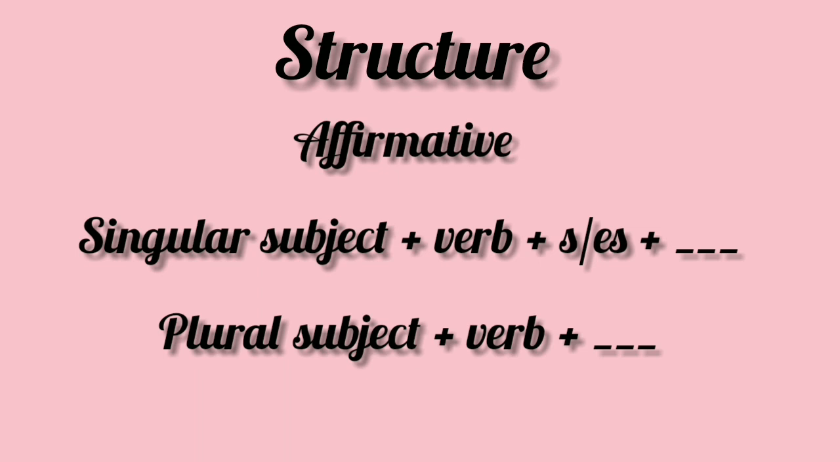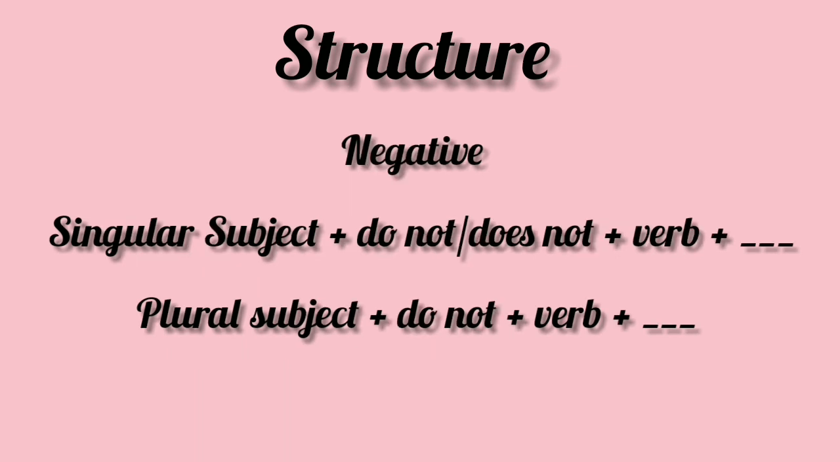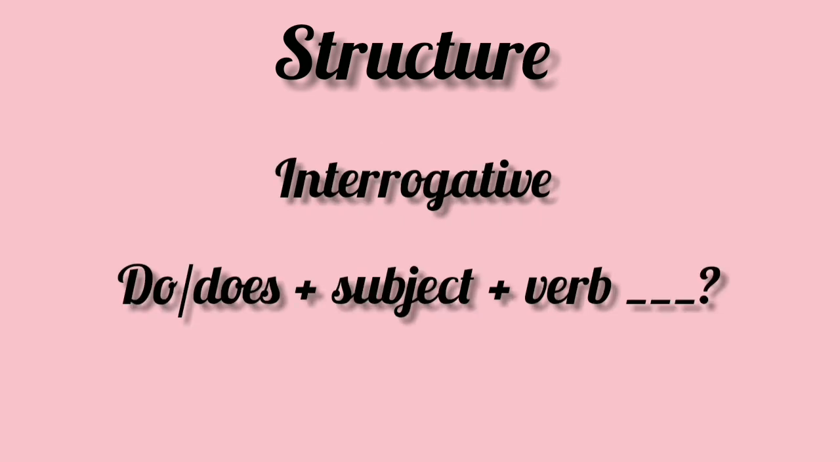The structure to write affirmative, negative, and interrogative sentences in simple present tense is the subject plus the verb. You can add s or es depending on the person and the verb in the first form. For negative, we add do or does depending on the subject, and for interrogative, we start the sentence with do or does depending on the subject.